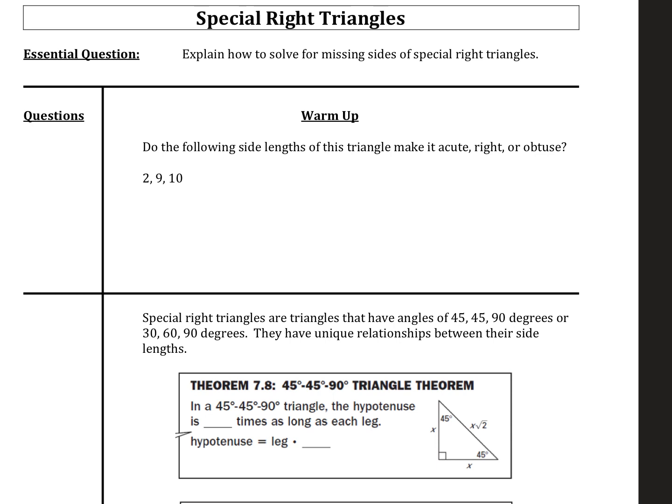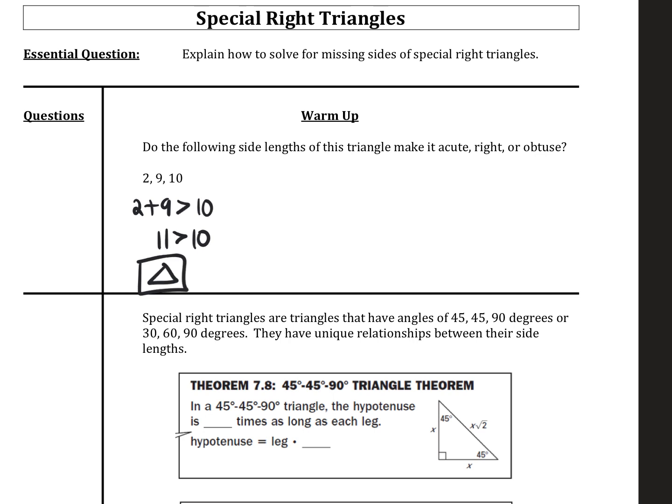First we should see if it makes a triangle. We didn't really talk about that, but what needs to be true for it to make a triangle? The two smaller sides need to be bigger than the biggest side. So let's do that. What's 2 plus 9? 11. Is 11 greater than 10? Yes, so it is a triangle.